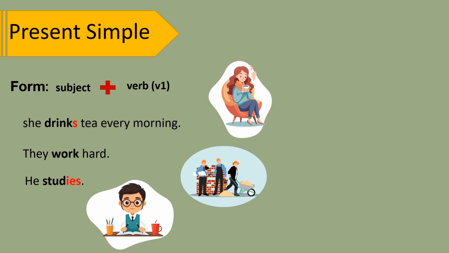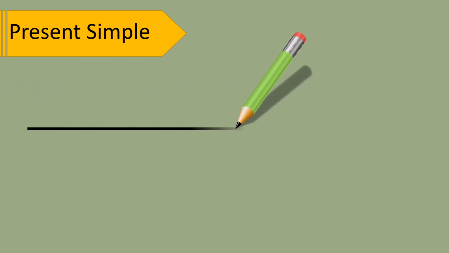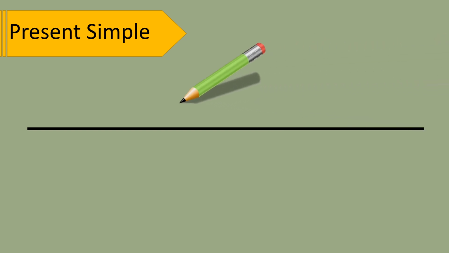Notice that in sentence number 1, we have drinks with an S. In the present simple tense, if the subject is I, you, we, or they, we use a verb without S. In sentence number 2, that's why they work. In sentence number 1, we have drinks with an S.